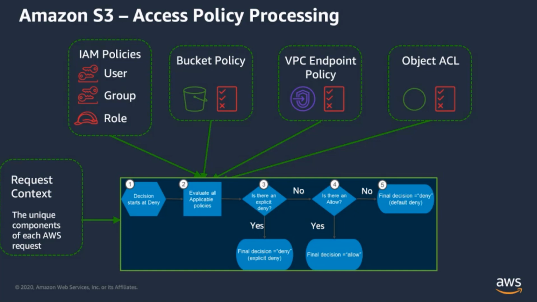That's it. You're done. If there's not an explicit deny, then we look to see, is there an allow? If there is an allow, then the final decision is allow. And if there is not an allow, then the final decision is deny. And that's how it works. Very, very straightforward.